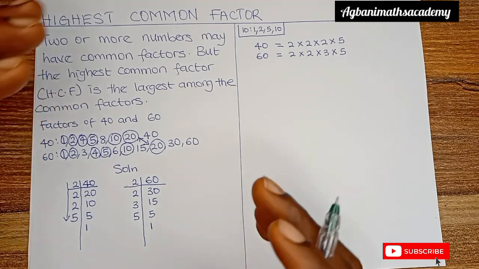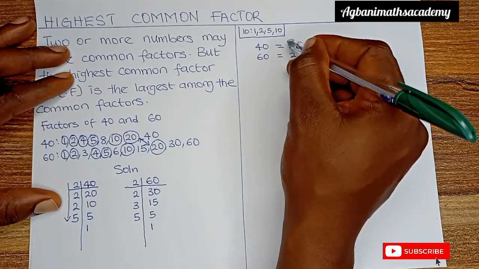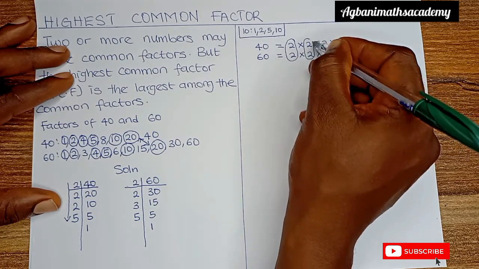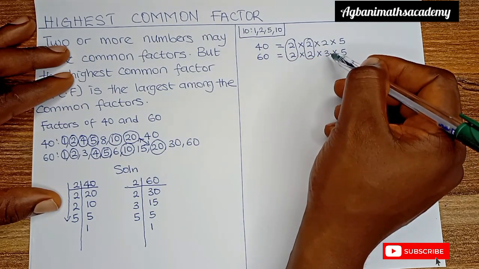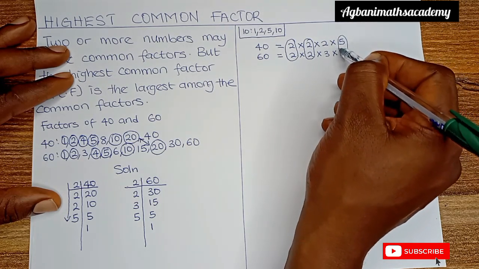So we begin to bring the numbers together in bundles, okay? So there's 2 here, there's 2 here, so we circle them. We have 2 here, we have 2 here, you circle that. We have 2, we have 3, so they are not common, so you will not circle. We have 5 and 5, so we circle.